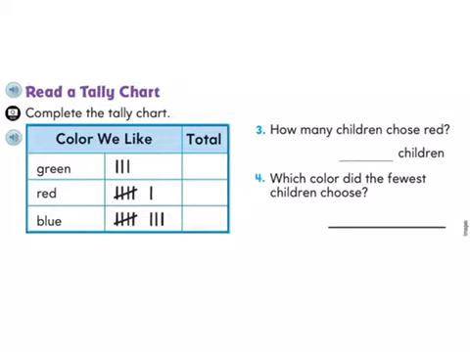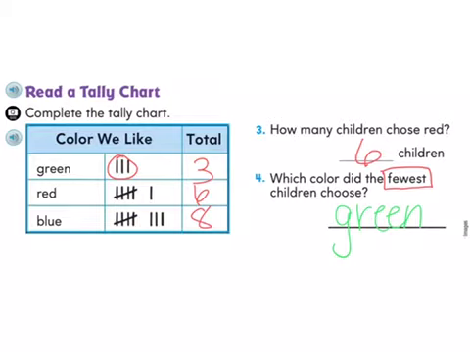So how many children chose red? Well, we can see that 6 children chose red. Which color did the fewest children choose? Fewest means the smallest amount. So the smallest amount chosen is green, because only 3 people chose green, and you can see that there's more votes for the other colors. So the color that was chosen the fewest is green.